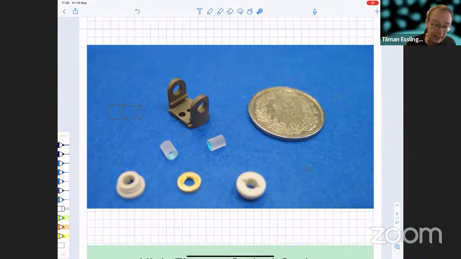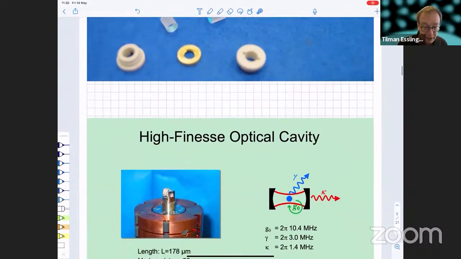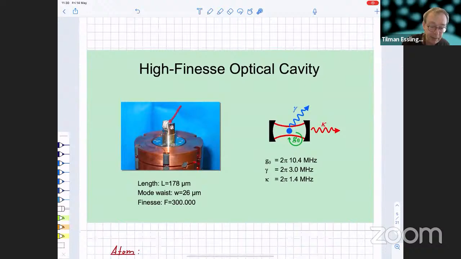Here I should also say the distance between the two mirrors, which sit here, in the final cavity is just 180 micrometer. So it's really close. They are really close together, those two. Okay, and there you can see the piezo, and the whole cavity sits on a vibration isolation system. And here you see the cavity length, so it's 78 micrometer.